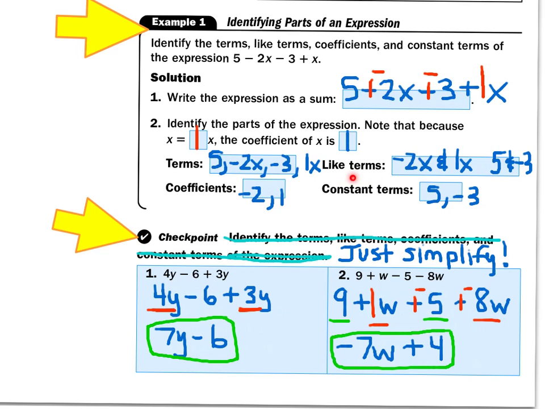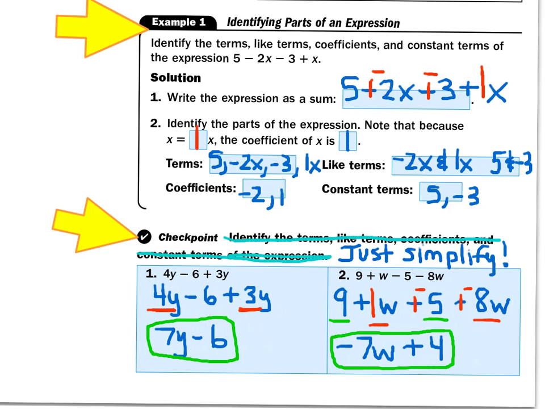Here I see like terms. That means they match exactly. So notice how the negative 2x and the 1x match because they have the exact same variable. Well, also the plain old numbers match. The 5 and the negative 3 match. Okay, the coefficients are the numbers in front of the variables. So I see a negative 2 in front of the x, that's one coefficient. And I see that invisible 1 in front of the x, that's the other coefficient. The constant terms, remember, are the plain old numbers, and that would just be the 5 and the negative 3.